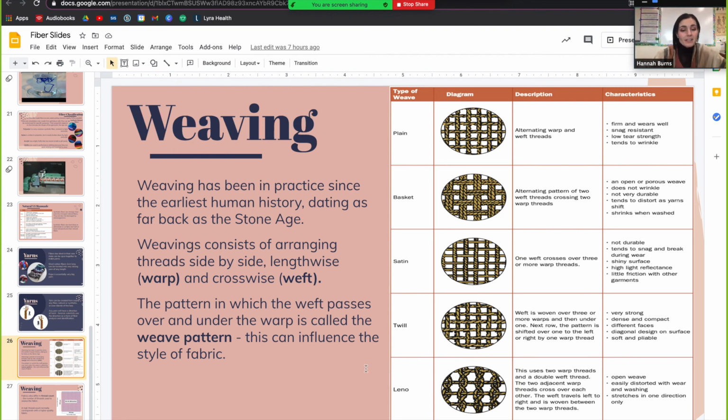And then finally there's the leno. This uses 2 warp threads and a double weft thread. So the 2 adjacent warp threads cross over each other, and the weft travels between and is woven between the 2 warp threads here. So you can see it's almost like braided over the warps. This is an open weave, and it's pretty easily distorted with wear and washing because of the fact that it's open, and it does stretch in one direction pretty easily, and I'm sure that it would be in the direction that's lengthwise, since that's how they can slide.